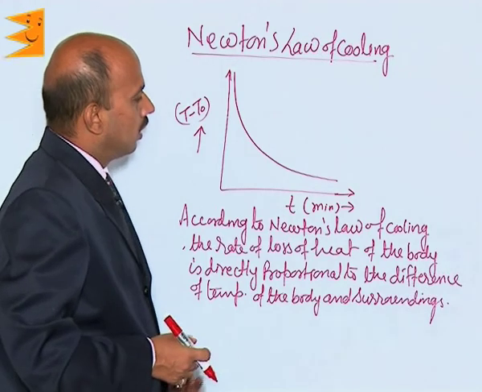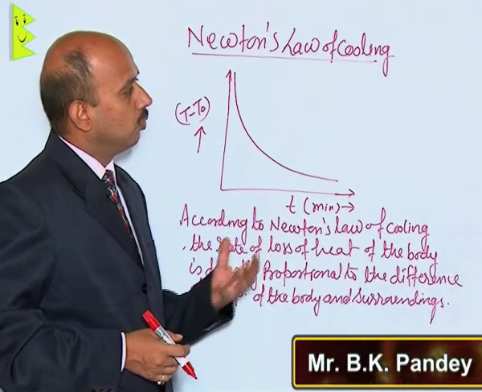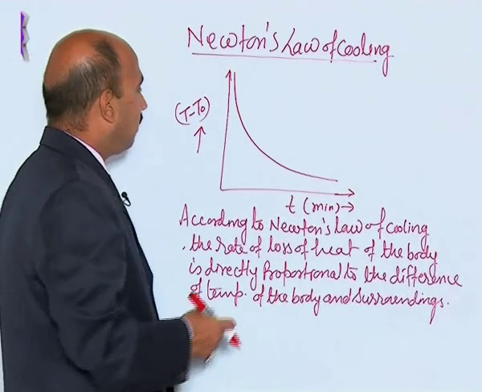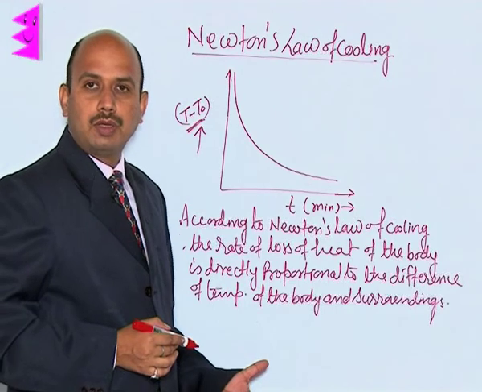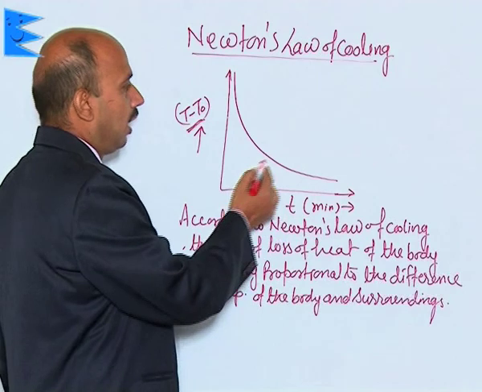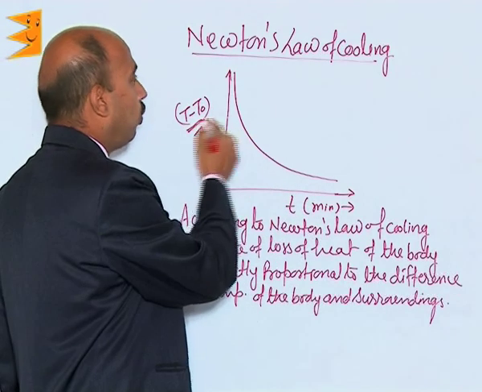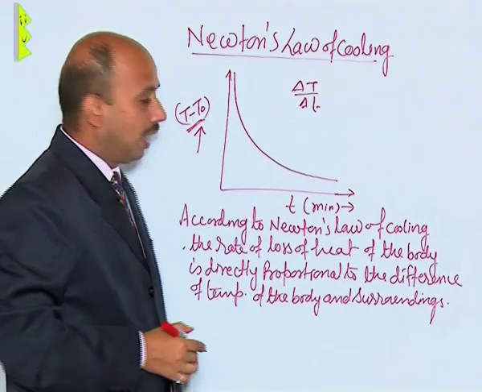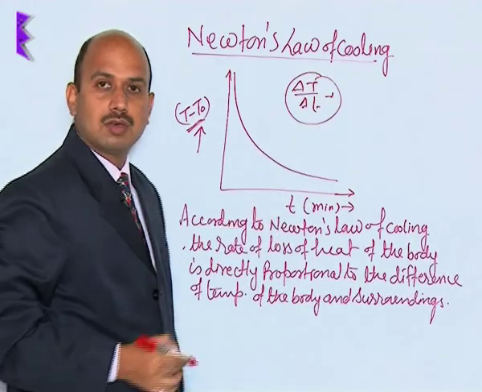Now see here, this is the graph for the actual cooling of the water. If you have taken the water in a container and it is allowed to cool, this is the graph between the temperature difference of the water and the surrounding, and this is the time. From the variation it is clear that in the starting, the slope, that is delta T upon delta t, is larger. But as the time increases, this slope also decreases.